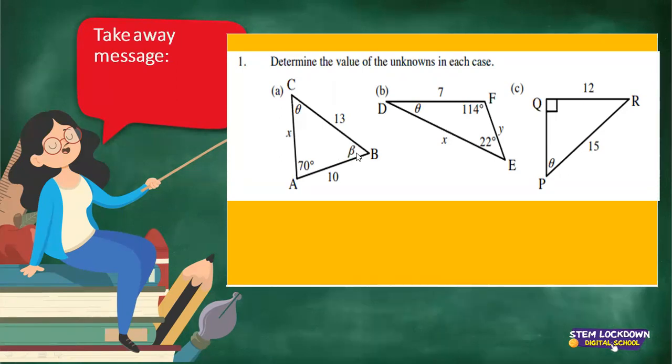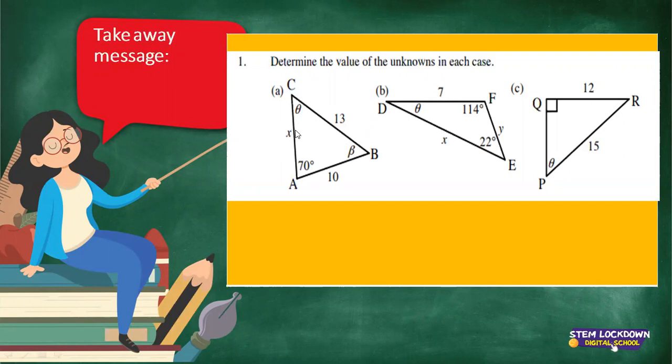Then you say sine beta, because now you have beta, sine beta over x equals sine 70 over 13. And like that, you find your x. Again, after finding our theta, then with the theta we find our beta. So once you have our beta, then you can find our x.